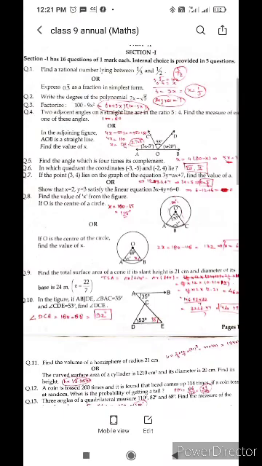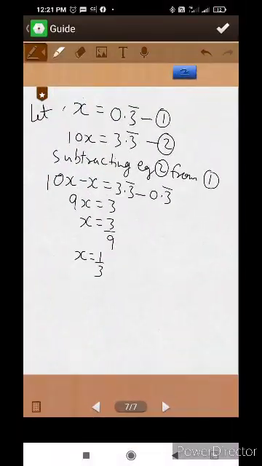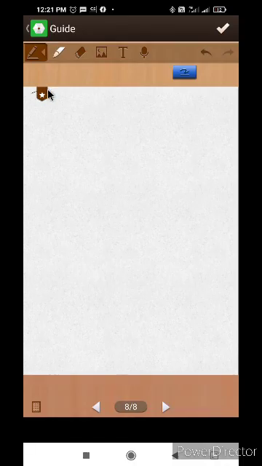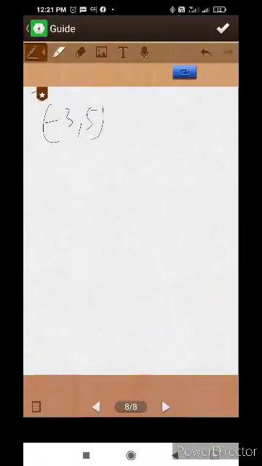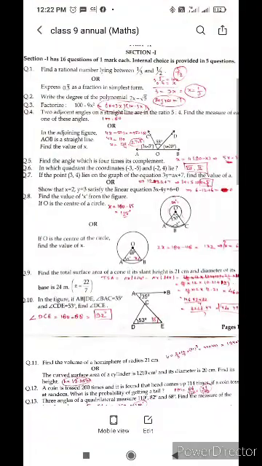-3, 5 and -2, 4. The first point is -3, 5 and the second is -2, 4. These are the two points, and we have to find in which quadrant they will lie.